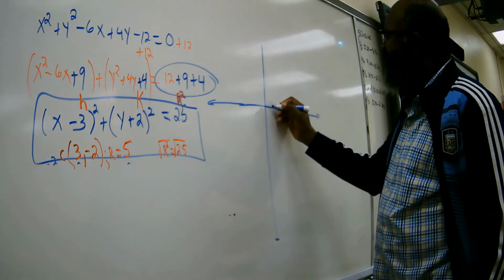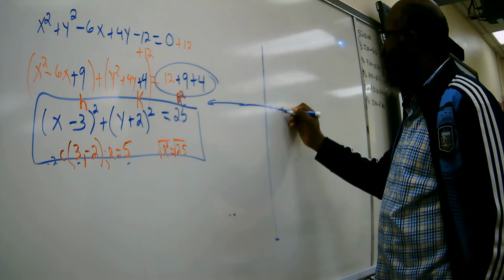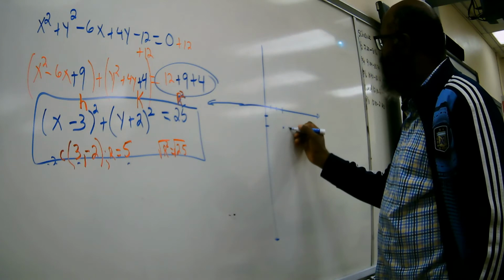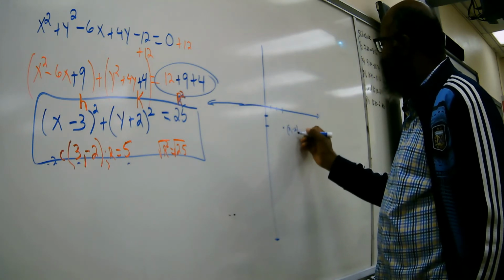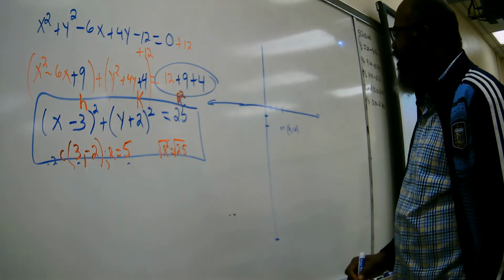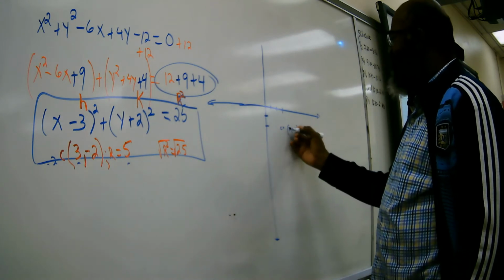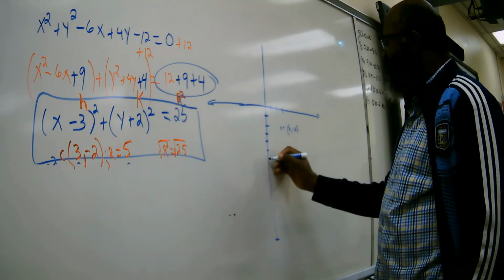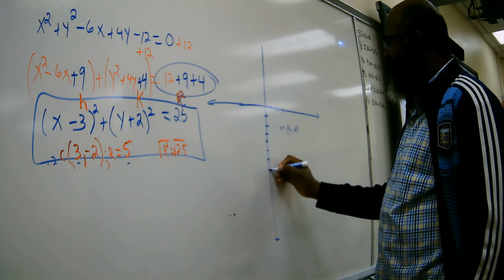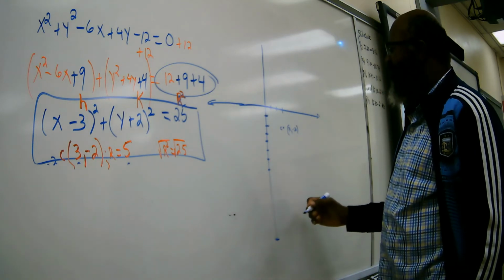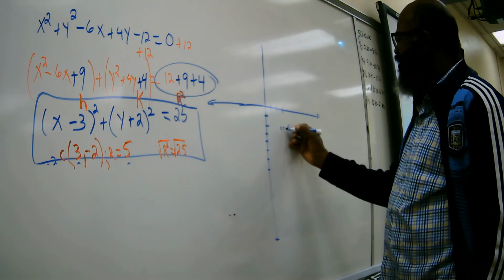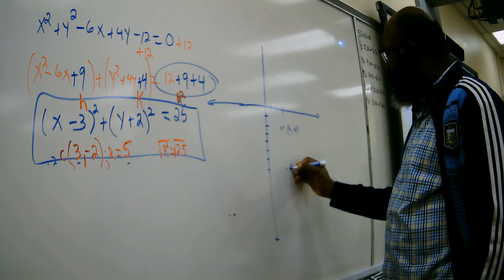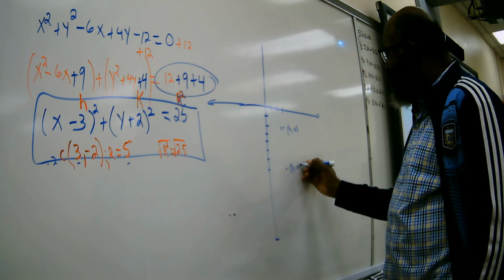Our center is 3 and negative 2, that is in the fourth quadrant, that will be 3, negative 2. This is the center of the circle, and my radius is 5. From there, I want to go 5 units down. If I go 5 units down, I know I will be at negative 7 somewhere. So that will be 3 and negative 7. Still in the fourth quadrant.